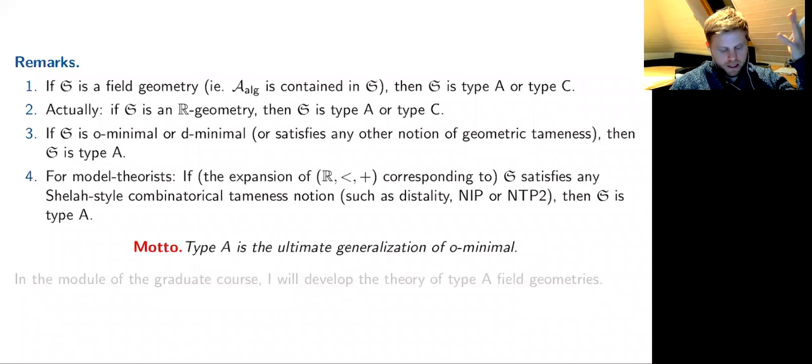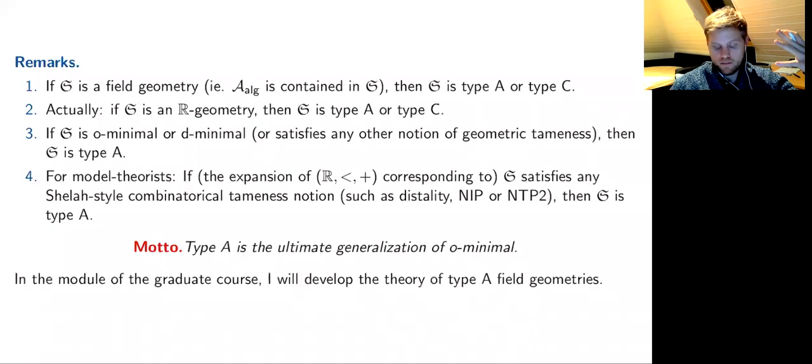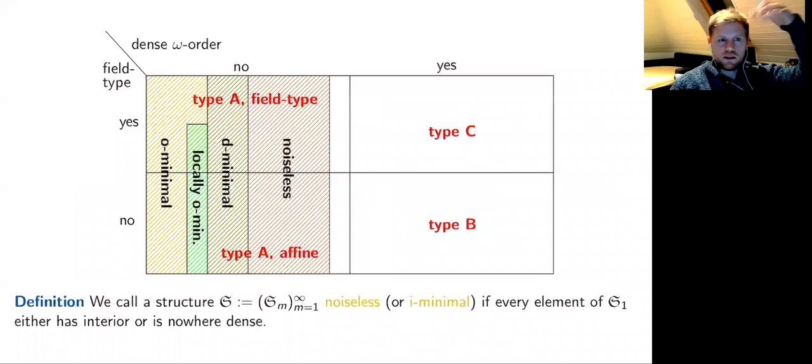And so what I want to do in this graduate course is develop the theory of type A field geometries, but also with a strong focus on studying strengthenings of this very general condition that are in between o-minimality and wildness. So I think we will naturally talk about d-minimality and related tameness notions. Let me draw this picture one more time. I now want to come back to this tetrachotomy, but this time talk a little more in depth about the various tameness notions and where we currently are.